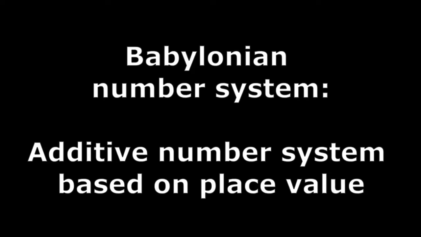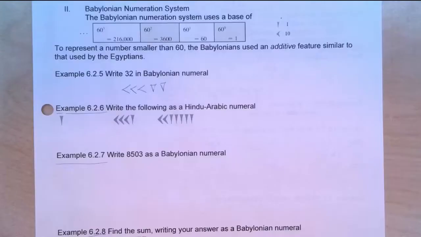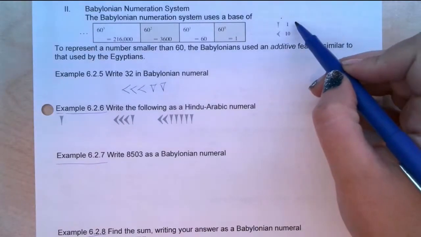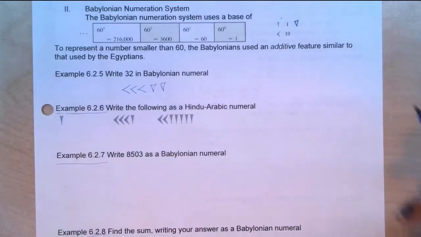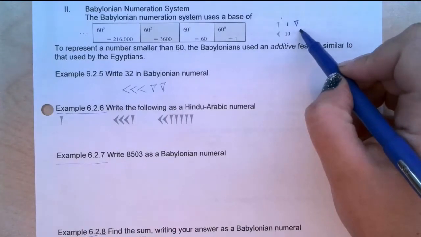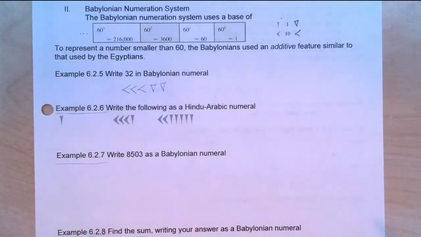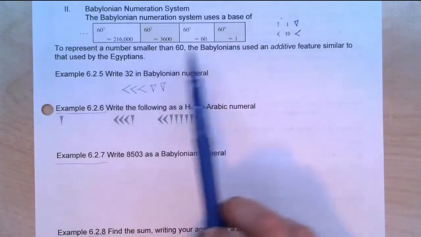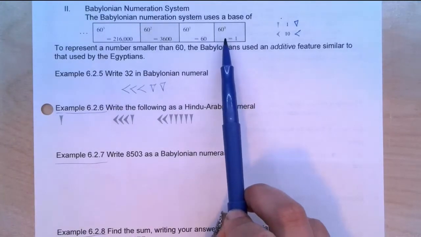Part 2 of section 6.2 is using the Babylonian number system. The Babylonians used an additive feature similar to the Egyptians, but theirs was based on place value. Let's look at an example. Our main two numerals are a V shape, which I'll use to represent 1, and a sideways V to represent our tens. Those are the only two characters they had, and they determined place value by using powers of 60.